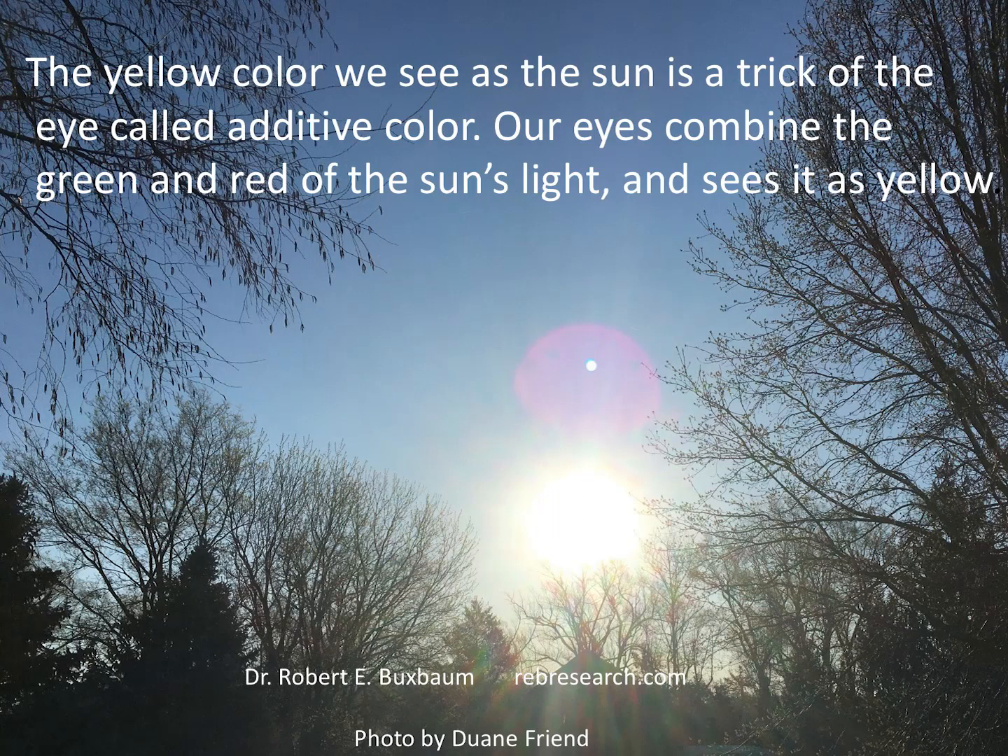Why is the sun yellow when it gets up? It's actually because it's an optical trick that's being played on us. What that's doing is the green and the red of the sunlight is combining, and we see it as the yellow color. We can see greens, only our eyes are deceiving us in the color that we see.